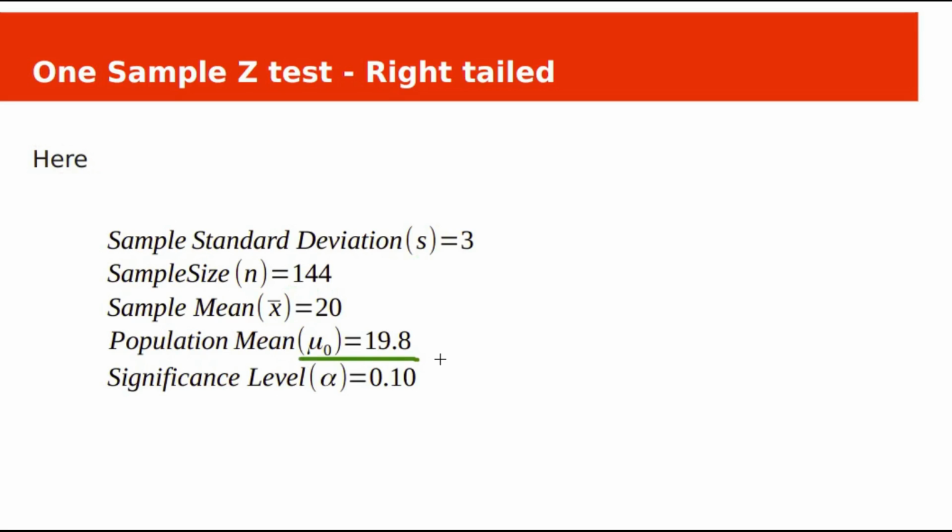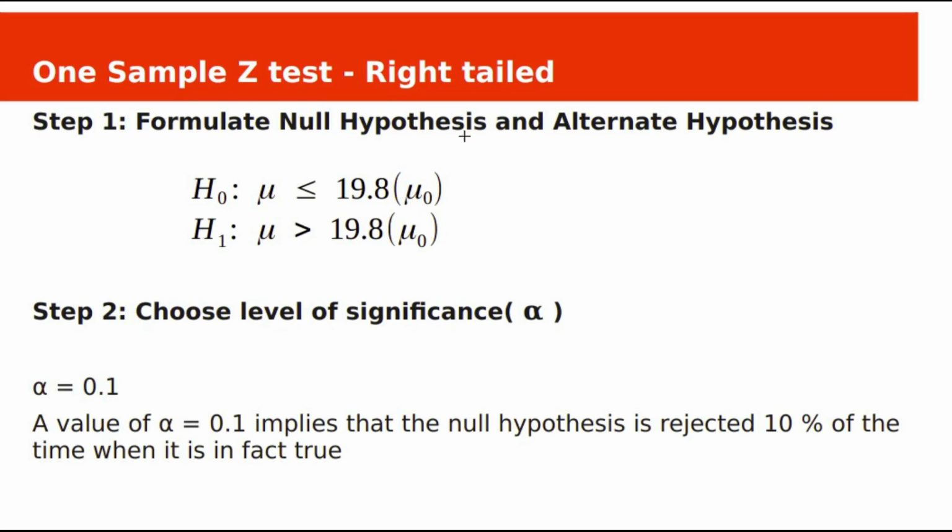Here mu naught is 19.8 ppm. First, formulate the null hypothesis and alternate hypothesis. The wine manufacturer is claiming that they have at most 19.8 impurities within their wine, meaning the maximum allowed level is 19.8. So they are not differing from this standard mu naught. So that will be the null hypothesis, and the alternate hypothesis will say that it differs from the null hypothesis. So H1: mu greater than 19.8. We need to test at a 90% confidence level, so alpha will be 0.1.